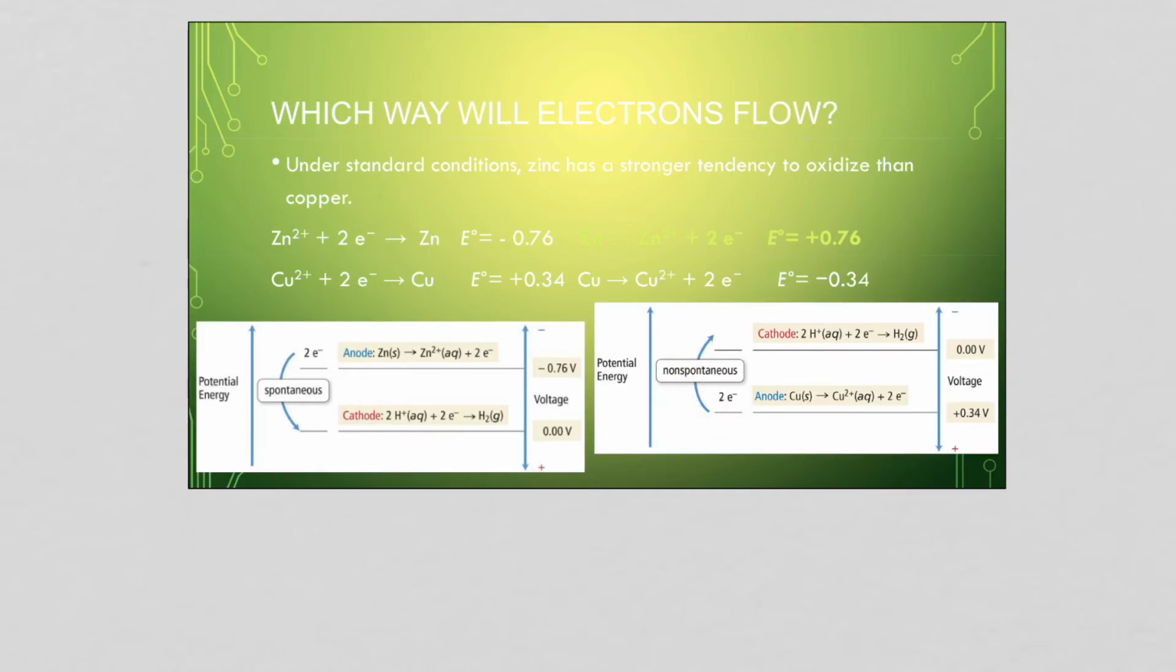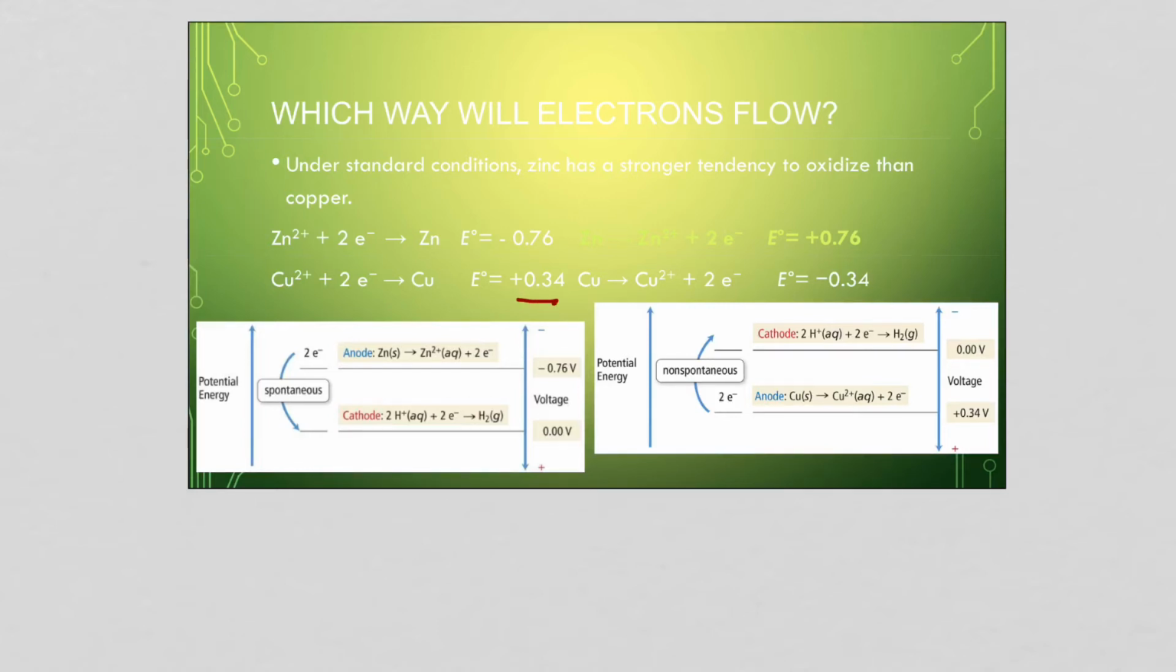What would occur is the opposite. There would be a positive 0.34 potential for the SHE electrode to undergo oxidation and the copper to undergo reduction. So copper has a stronger tendency to undergo reduction as compared to the SHE, and as we said earlier, it will be assigned a positive reduction potential compared to our SHE electrode of 0.